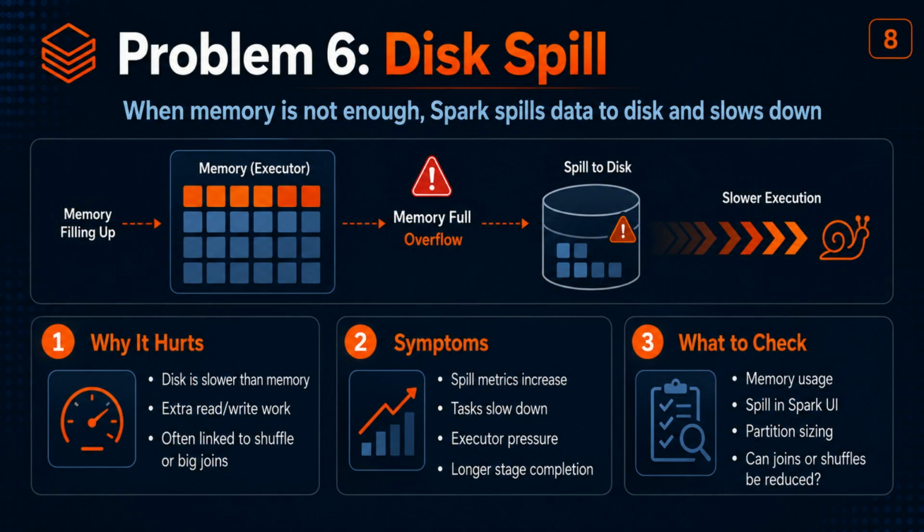The sixth problem is disk spill. Spark prefers to process data in memory because memory is fast. But when memory is not enough, Spark spills data to disk. This allows the job to continue, but it slows everything down because disk is much slower than memory. Spill is often connected to heavy shuffle, large joins, big aggregations, or poor partition sizing. In Spark UI, check memory spill, disk spill, executor pressure, and long-running stages. If spill is high, ask yourself, can I reduce the data earlier, improve partitions, optimize joins, or use a better cluster size? Spill is a warning sign, not just a number.